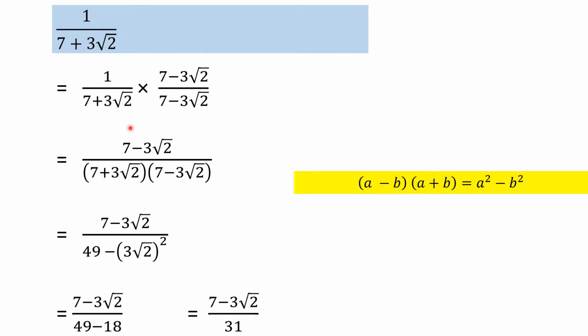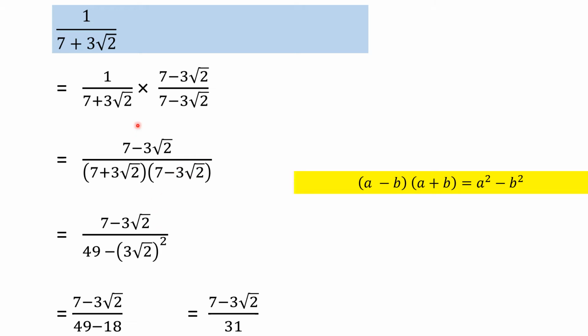So for 1 by 7 plus 3 root 2, I'll have to multiply the numerator and the denominator by the conjugate. So I'm multiplying by 7 minus 3 root 2 divided by 7 minus 3 root 2 in both the numerator and the denominator. I have multiplied it. Now I multiply normally. So 1 into 7 minus 3 root 2 will be 7 minus 3 root 2. 7 plus 3 root 2 into 7 minus 3 root 2, right.